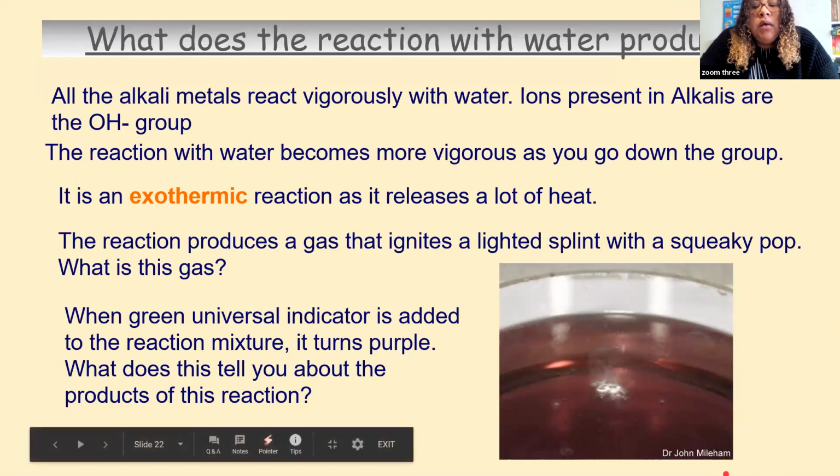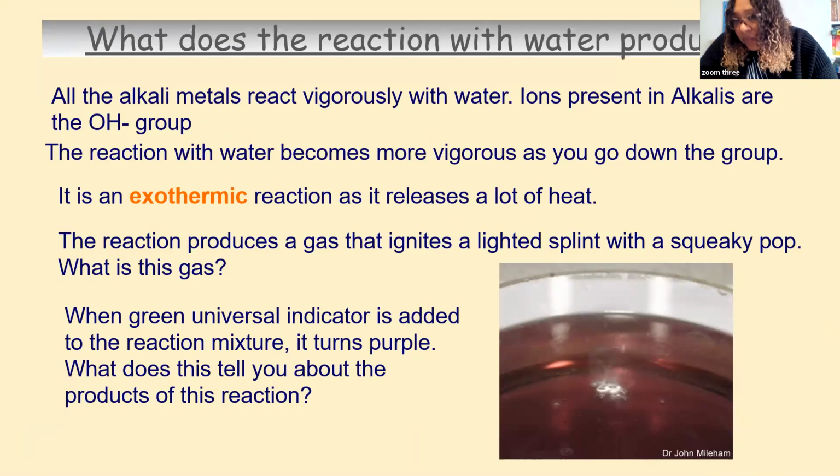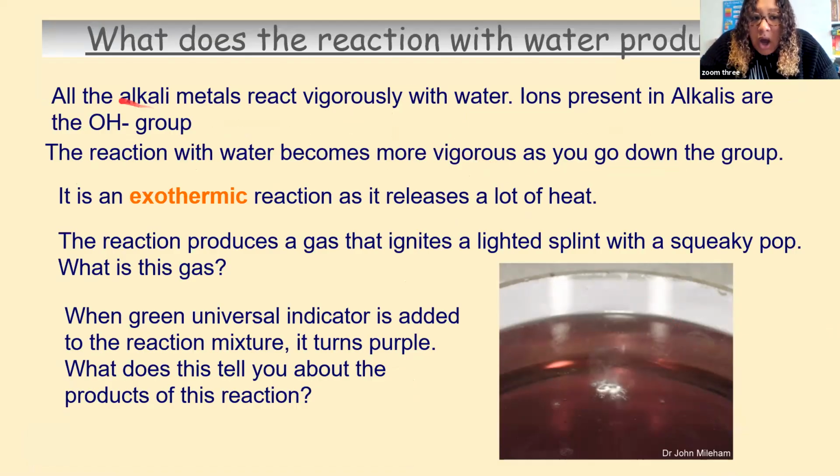So what happens when we react with water? Now, what goes into a reaction must come out, okay? You can't have extra things come out because they weren't there in the first place. What happens is there's a rearrangement and we get different products, okay? So the alkali metals react vigorously with water. The ions present in the alkalis, this OH minus group, help to make it alkali. That's what makes it alkali.